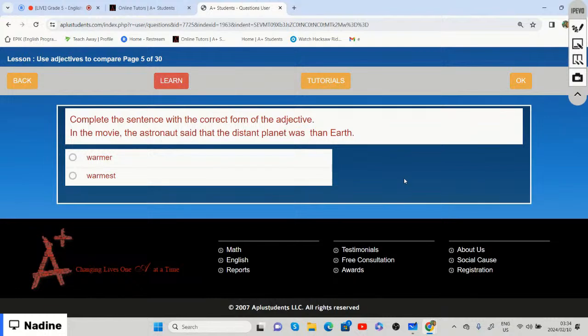So in the movie, the astronaut said that the distant planet was, do we say warmer than Earth or warmest than Earth? So the distant planet. It's only being compared to Earth, so let's say the warmer planet. So the distant planet was, do we say warmer than Earth or warmest than Earth?